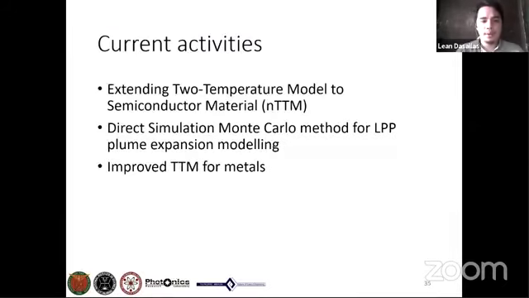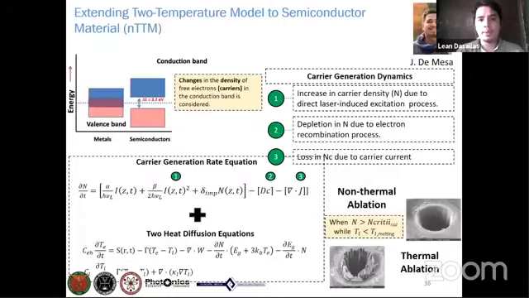Now, before I end my presentation, allow me to share with you some of the current activities of our group. First, we are now working to extend our work to non-metallic materials. Our first move is towards semiconductor material. And since this is a different material, we can expect different physics of ablation.